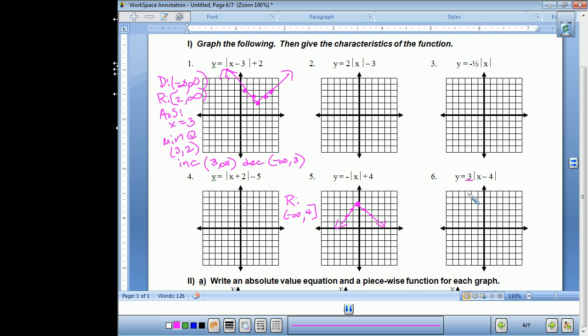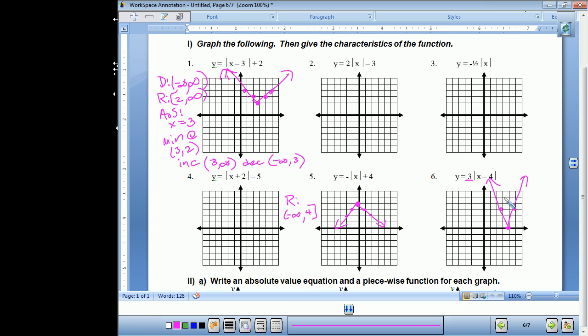All right, what will the 3 do? Stretch it, that's right. So this one's going to have a vertex over here at positive 4. But instead of 1, 1, we're going 1, 3. So it's vertically stretched, which results in a more narrow V. Okay, we get the idea?